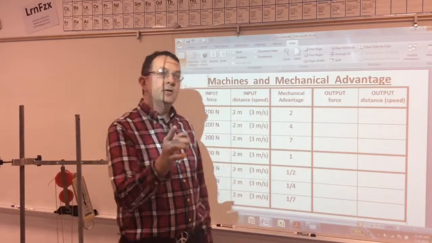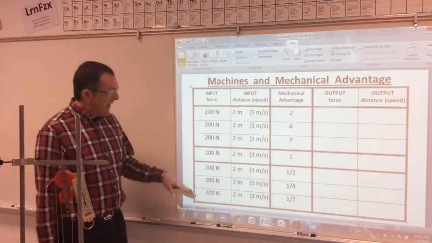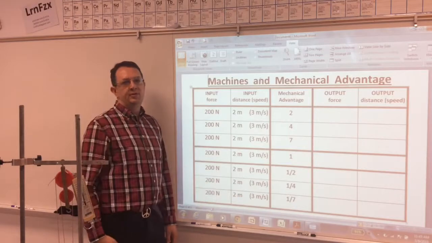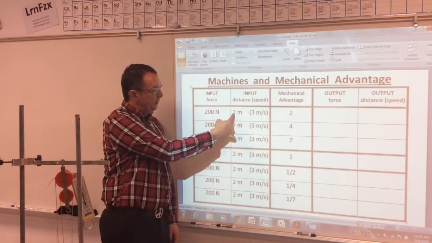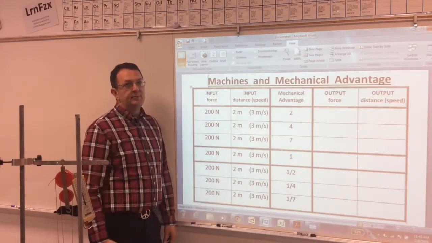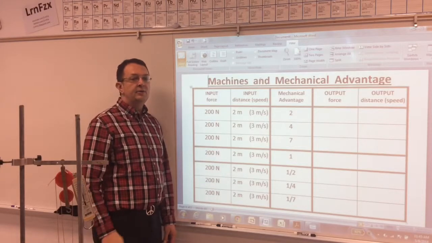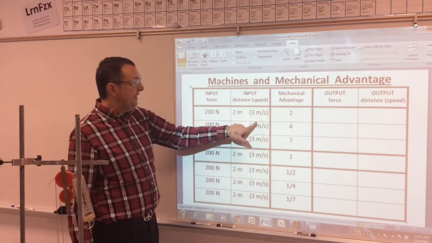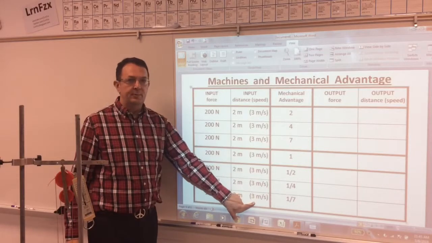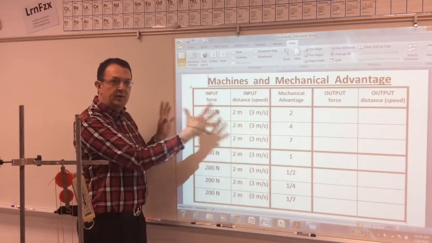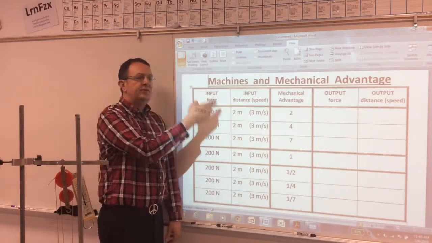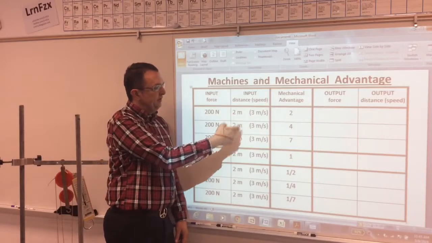Now what you're going to do is apply a force of exactly 200 newtons to every one of these machines. And you're going to apply that force over a distance, a displacement of 2 meters. And you're going to apply that force at a speed of 3 meters per second. This is all your input. Your input is 200 newtons, 2 meters of displacement, 3 meters per second of speed.